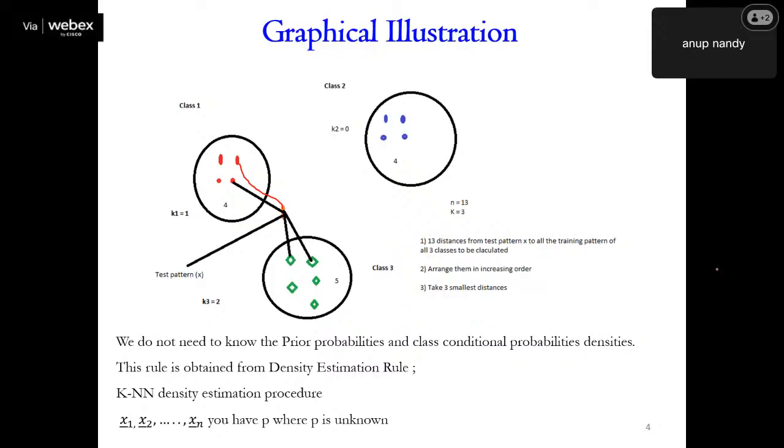So here we do not need to know any prior probabilities. Now you see, this is a very simple rule. We do not need to know any prior probabilities, not even any class conditional density functions that we have already calculated. But this rule is obtained from a density estimation rule. So this k nearest neighbor rule has been obtained from k nearest neighbor density estimation procedures.